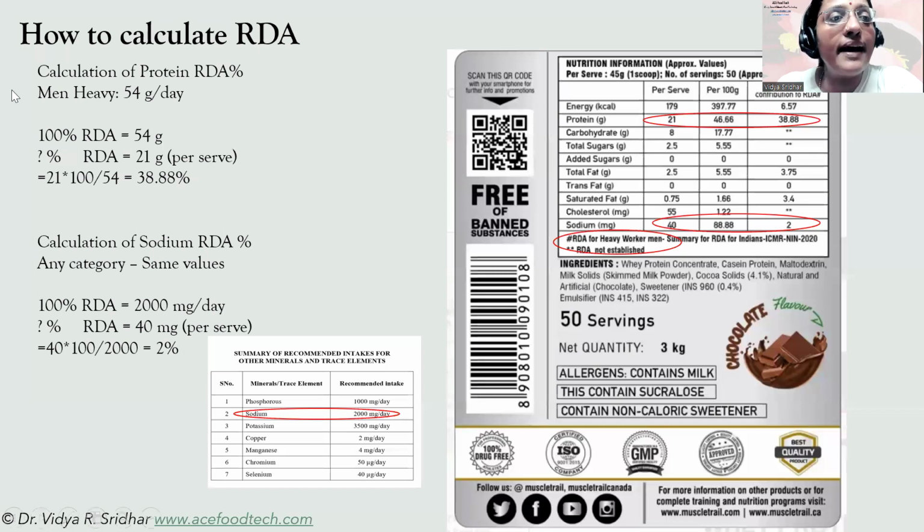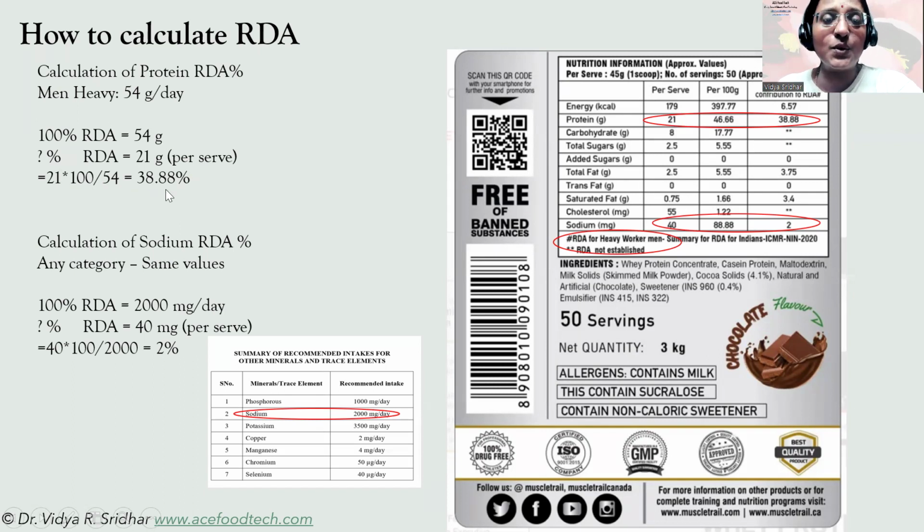Now we calculate that 100% RDA is equivalent to 54 grams, right? So now 21 grams in this product, how much is the RDA? You just do a direct calculation on it: 21 times 100 divided by 54, and you get 38.88%.